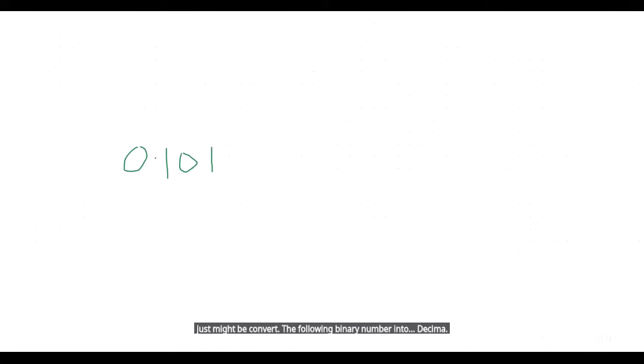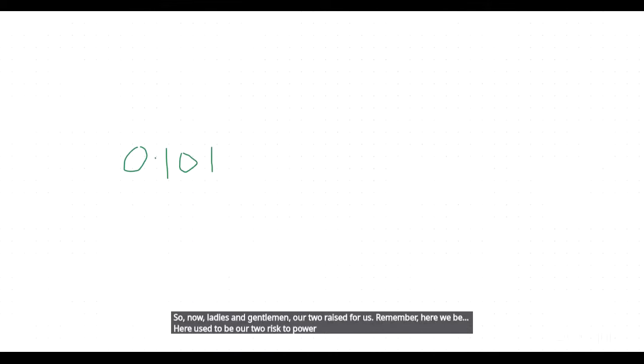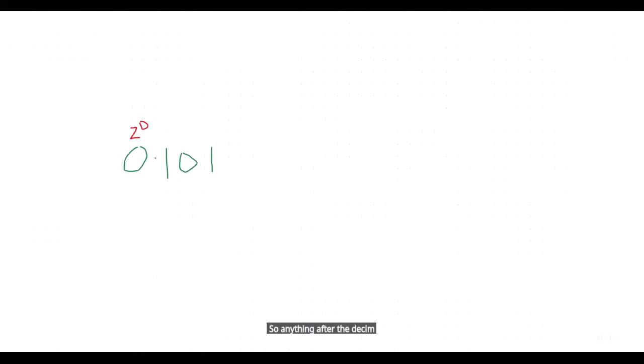So now, ladies and gentlemen, our 2 raised to powers. Remember, here used to be our 2 raised to power 0. So anything after the decimal point will be -1, -2, -3, etc. So here will be 2 raised to power -1, 2 raised to power -2, and 2 raised to power -3.